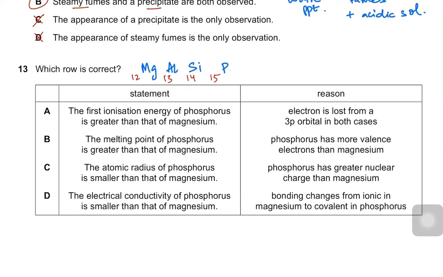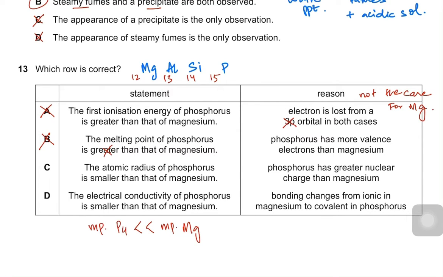But my concern is the statement for the reason. It says electron is lost from a 3p orbital. That is not the case for magnesium. Why? Because magnesium doesn't have an electron in 3p orbital, so A is wrong. Option B, the melting point of phosphorus is greater than that of magnesium. Totally wrong, because phosphorus is a simple molecule. If you remember, phosphorus has a very low melting point compared to magnesium, because melting point of magnesium is higher because of the metallic lattice it has. Phosphorus is a simple molecule, so that is wrong.